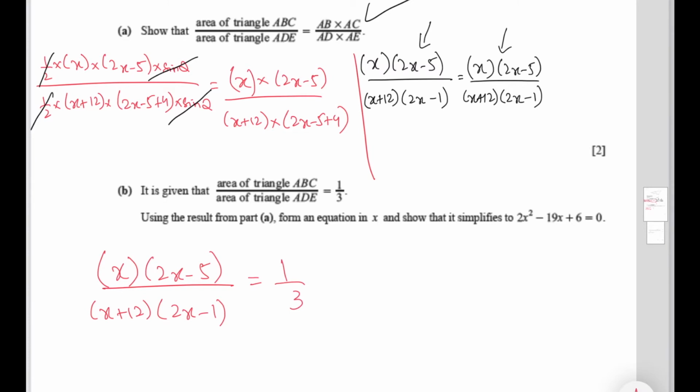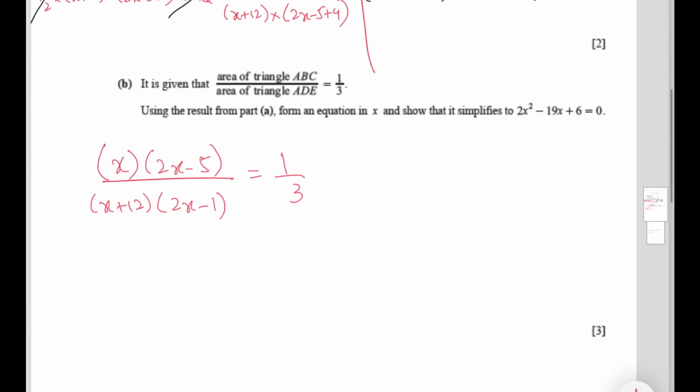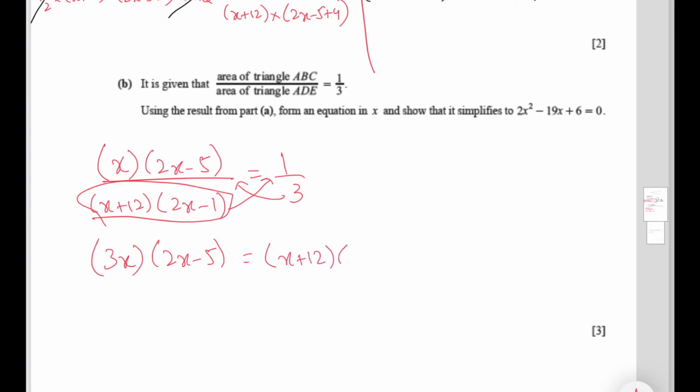Now, in order to make things simple, let's cross multiply. So 3 gets multiplied with x and then by 2x minus 5. So we do 3x times 2x minus 5 equal to this part gets multiplied by 1 over here. So this becomes x plus 12 and 2x minus 5 doesn't really make a difference.